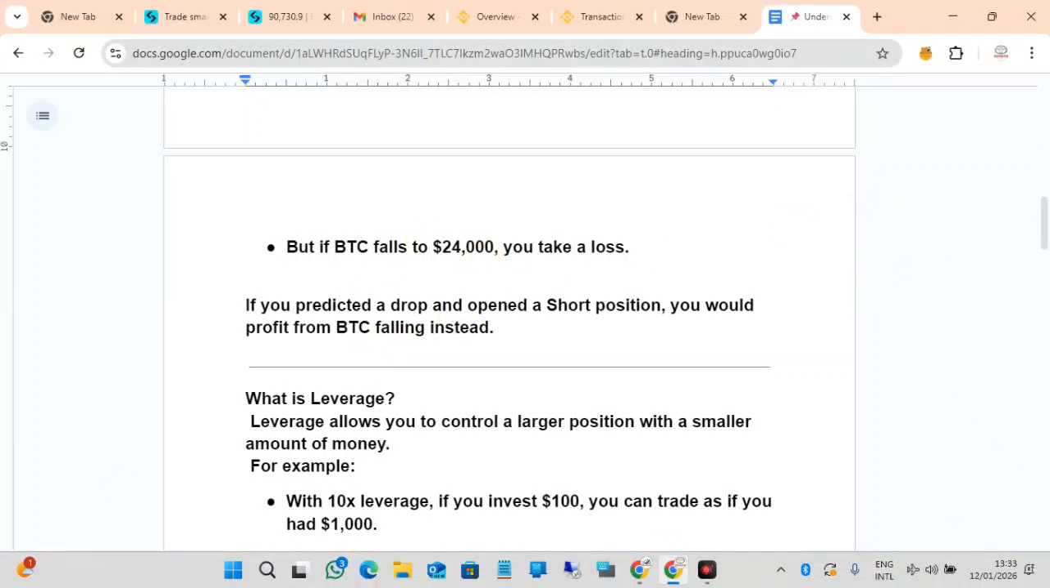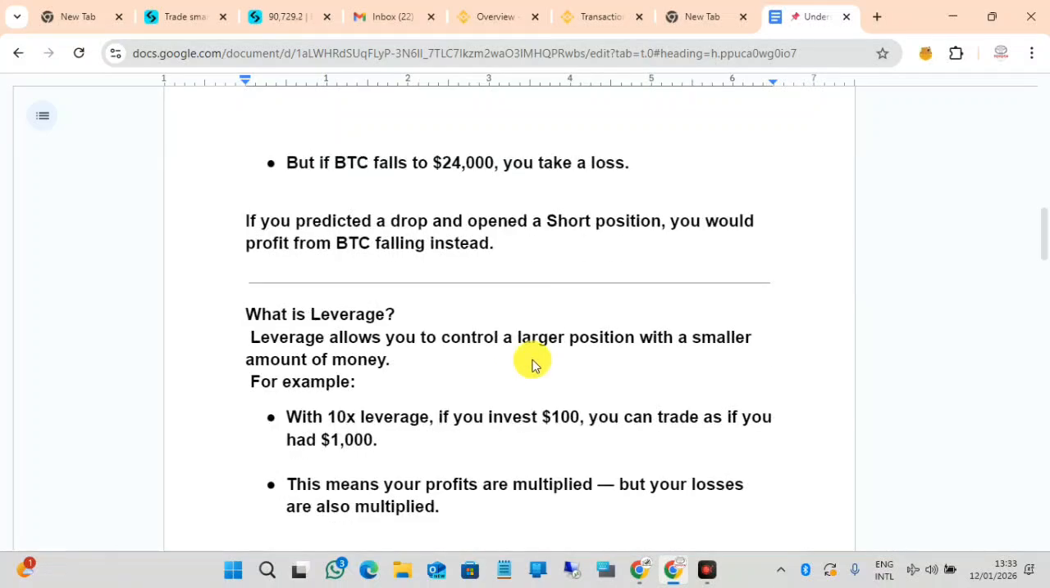That's the difference in the futures market. If you predict a drop and open a short position, you will profit from BTC falling instead. That is how the comparison of long and short positions works. I just want to simplify everything for you today.